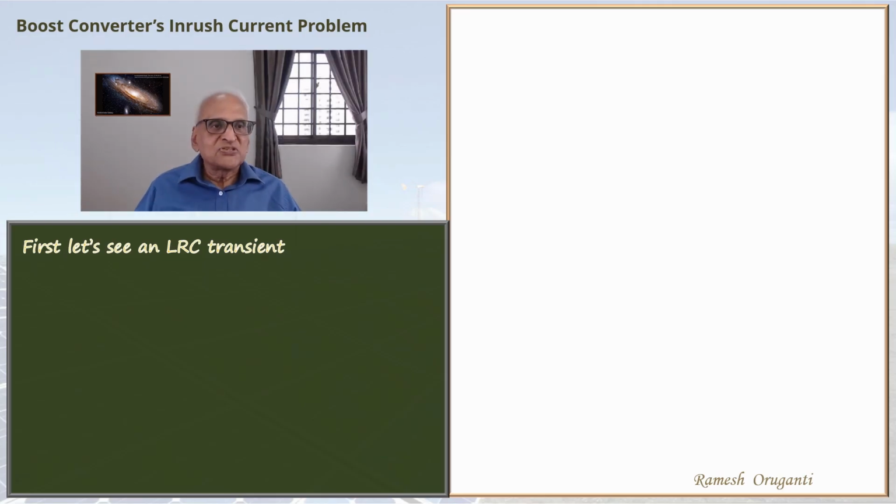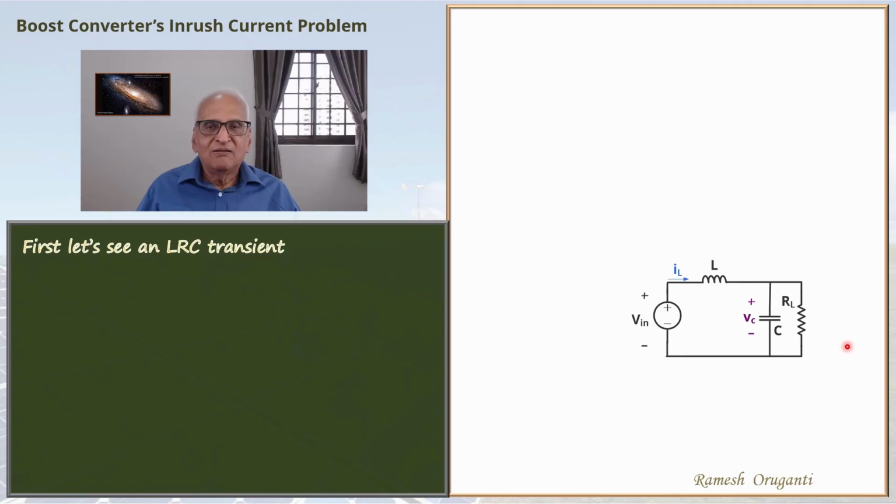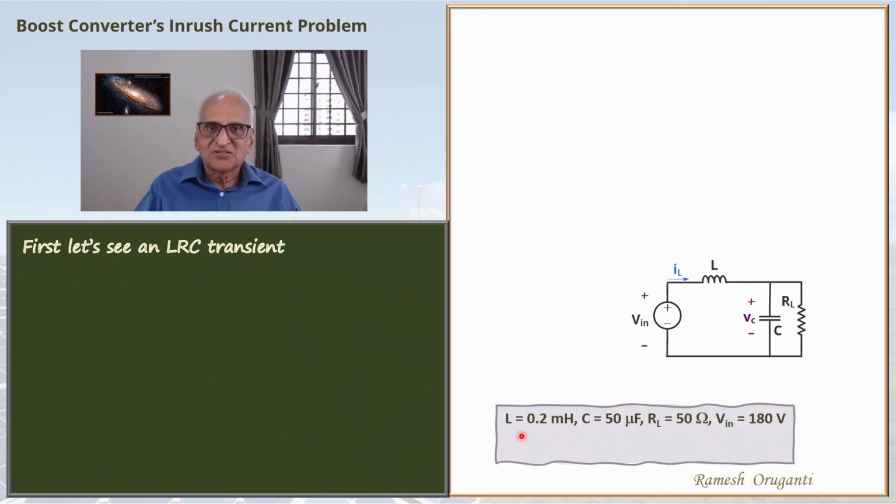The LRC circuit is given here. The values L, C, RL and Vin are also given here. And the steady state values of this circuit: Vc steady state is 180 volts and IL steady state is 3.6 amperes. We also use two parameters, lambda and mu.